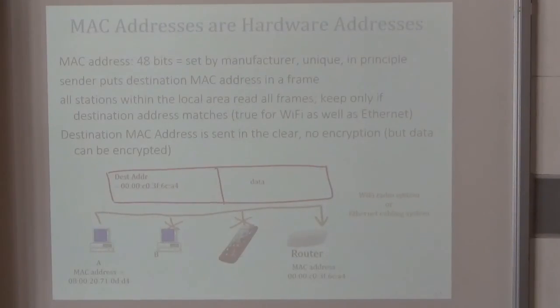Right? The destination MAC address is sent in the clear, but typically when you're at home, for example on your Wi-Fi, all the other fields after it are encrypted. So a packet sniffer can capture all the data, but it will have encrypted data. And if the encryption is strong enough, then there's nothing you can do with the encrypted data.